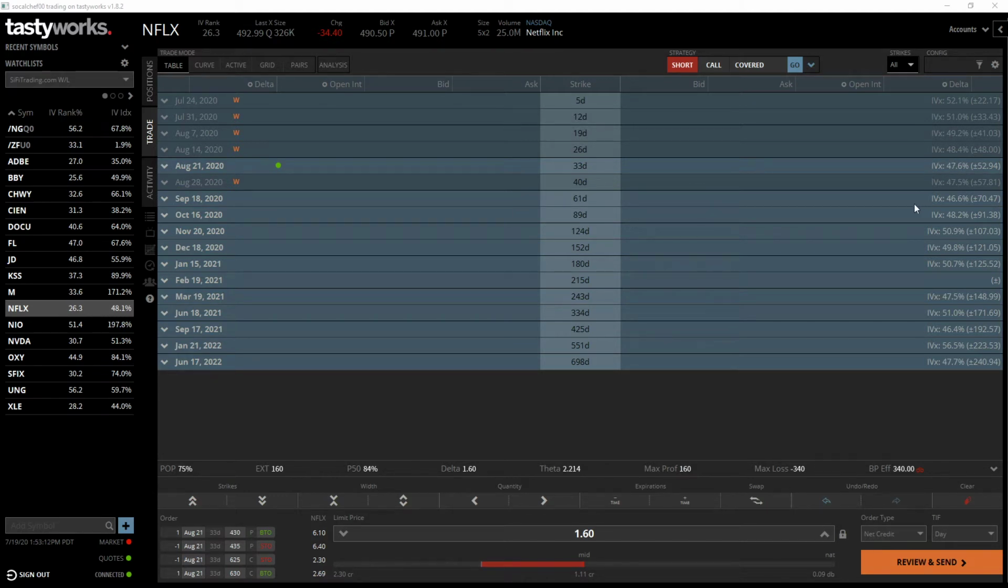And then the back months, what's a back month? The back months are all these, right? All these down here, these are back months. These were sitting right around 55, 57%. So you can see they're also a little bit lower too.